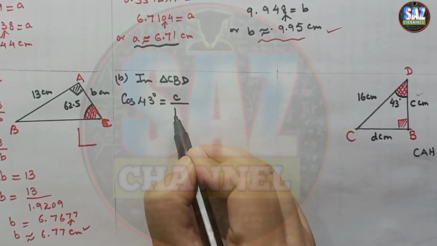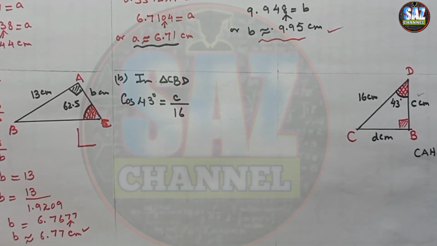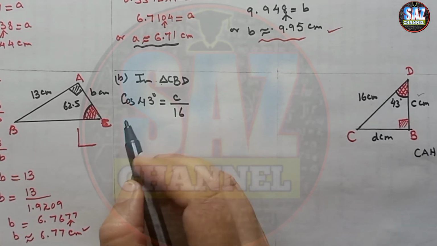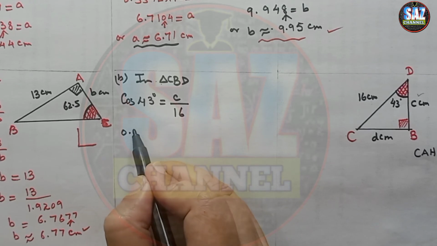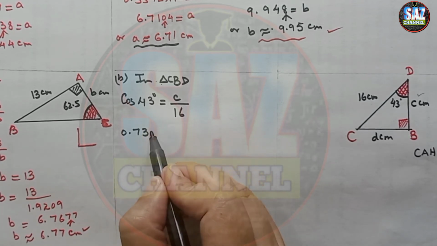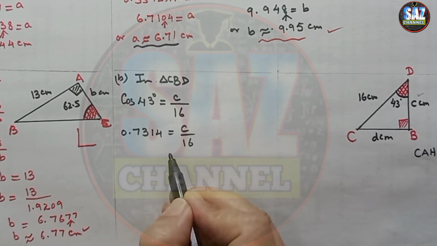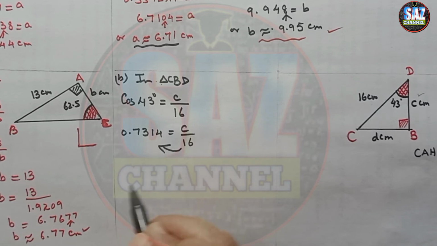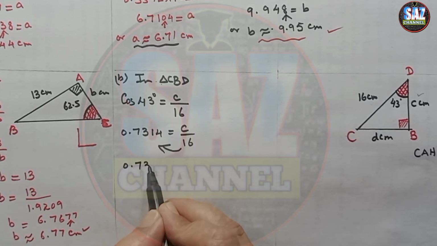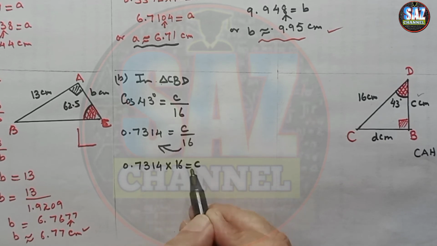adjacent upon hypotenuse. Now check the value of cos 43 degrees. Cosine 43, the display of the calculator must be in degrees, it should not be in radian, my dear. 0.7314 equals C upon 16. Go for cross multiplication. 0.7314 times 16 equals C.